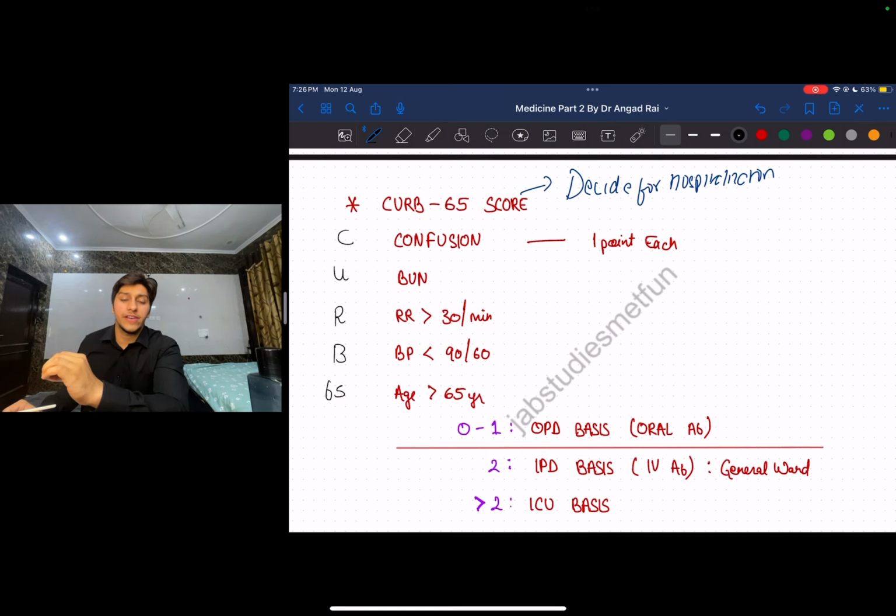In the CURB-65 score, guys, if the score is 0 to 1, it is going to be on an outpatient basis. If it is 2, then you will be an inpatient, but not in the ICU, it is going to be in the general ward. But if it is more than 2, you have to take it as an ICU case. This is the criteria for hospitalization in pneumonia.